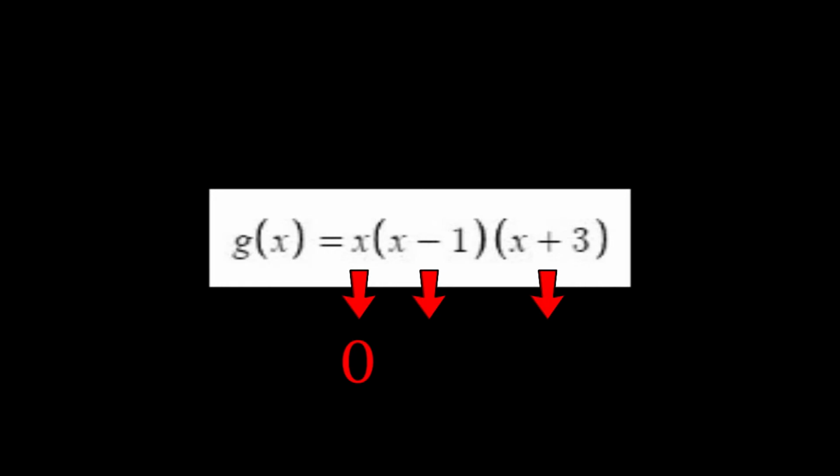What about x minus 1? What do I plug in for x to make it equal 0? Well, what's the opposite of minus 1? Plus 1. So 1 minus 1 is also 0. So 1 is a zero. And what do I plug in for x plus 3 to make this whole thing inside the parentheses equal 0? Well, what's the opposite of plus 3? A minus 3. -3 plus 3 equals 0. So my zeros here, doing this algebraically, are 0, 1, and -3.